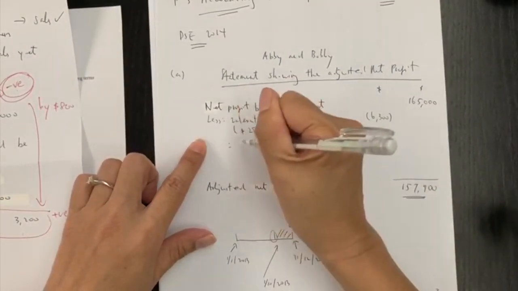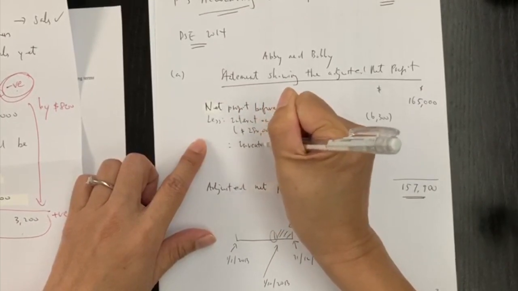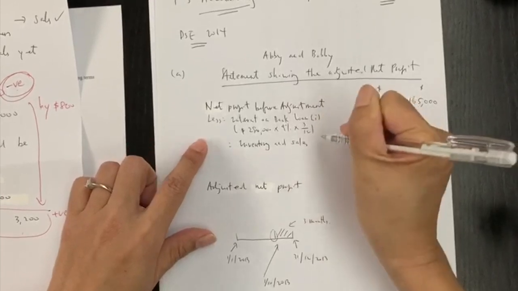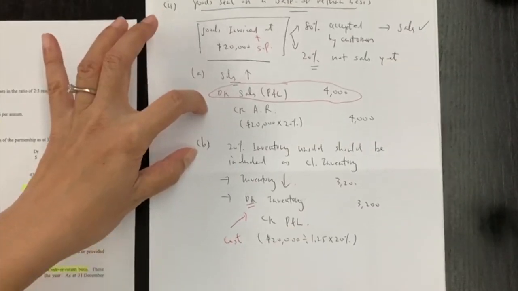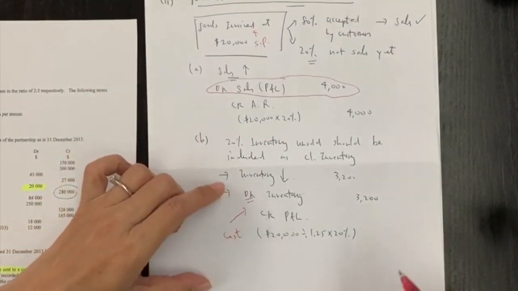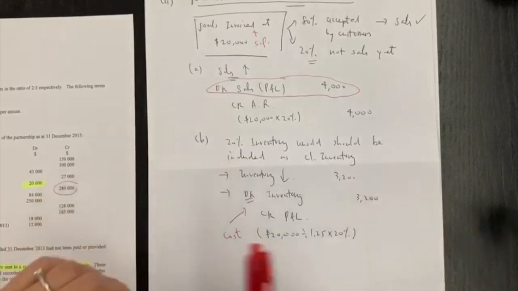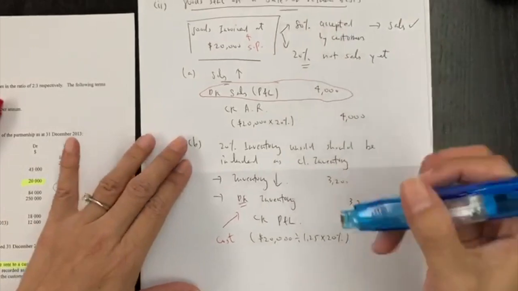So less inventory, and which is the credit sales as well, being 4,000. And then here, oops, okay, so I matched the place wrongly. Okay, let me change it.